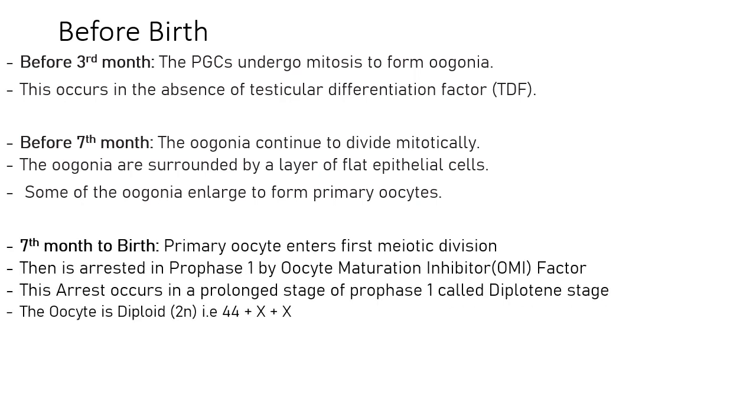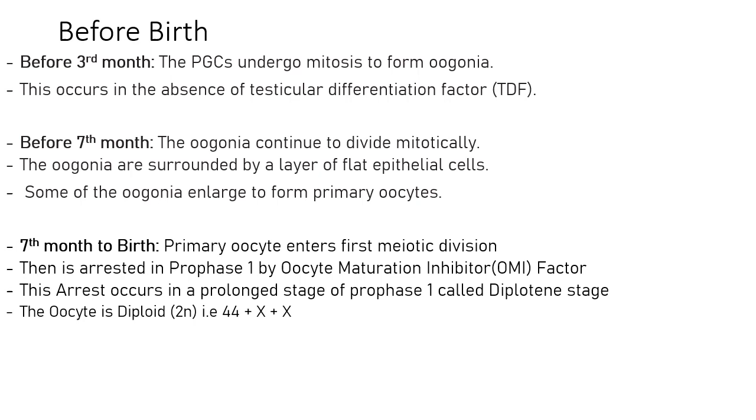Then during the 7th month, from the 7th month till birth, the primary oocyte that has been formed enters the first meiotic division. This is something you should take note of: the first meiotic division occurs while this baby is still in the womb until birth. Then it is arrested during this process. It is arrested in prophase 1 of meiosis by oocyte maturation inhibitor.